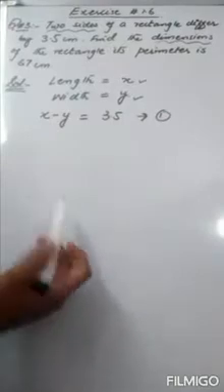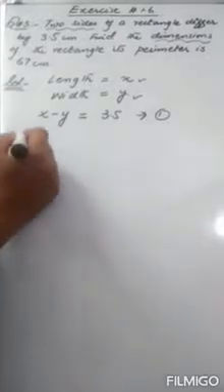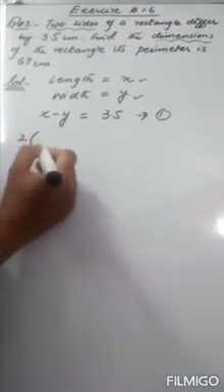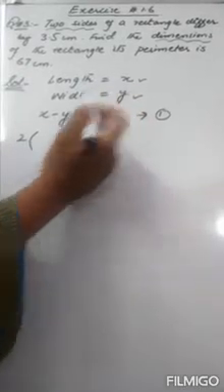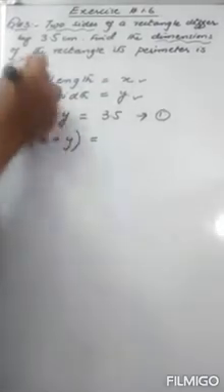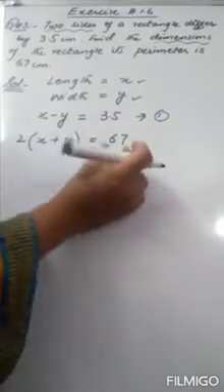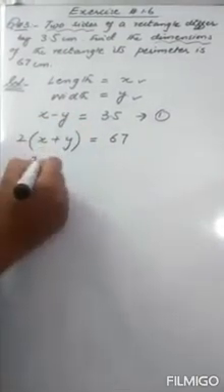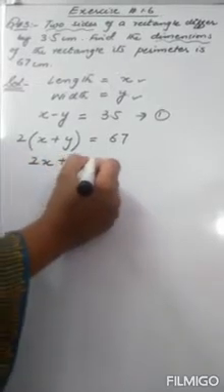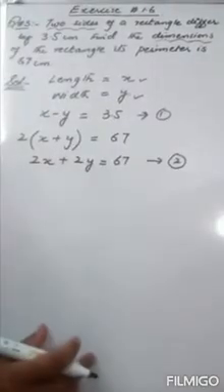Now for equation number 2, again we will check the rectangle: find the dimensions of the rectangle if its perimeter is 67 centimeter. Again we will use the formula of perimeter, which is 2 times its length plus width. And what are length and width? This is x plus y. So 2 times x plus y will be equal to 67, right? Now you can divide by 2 on the other side, or you can multiply, like 2x plus 2y is equal to 67. This will be your equation number 2.